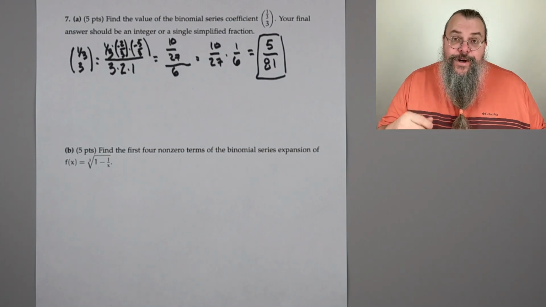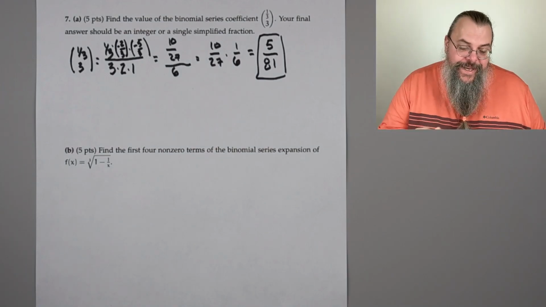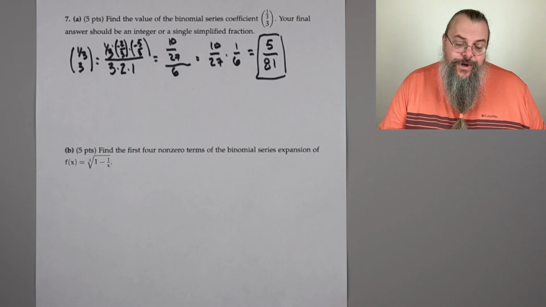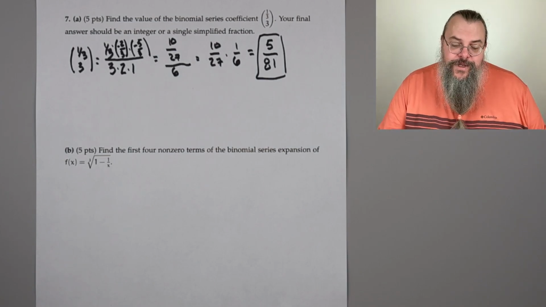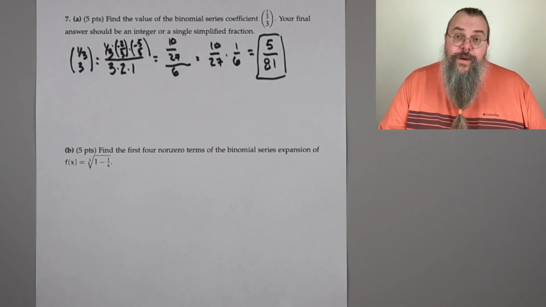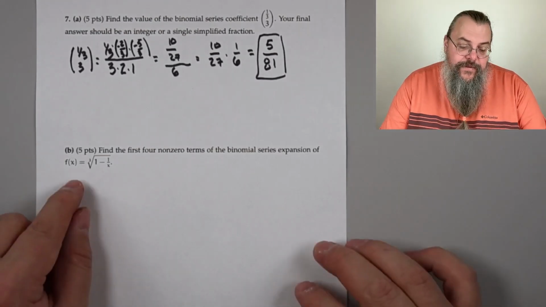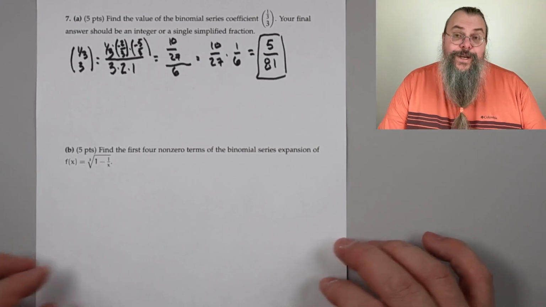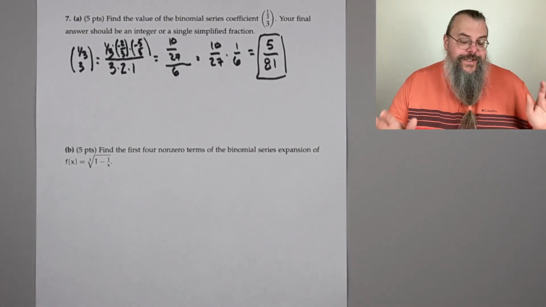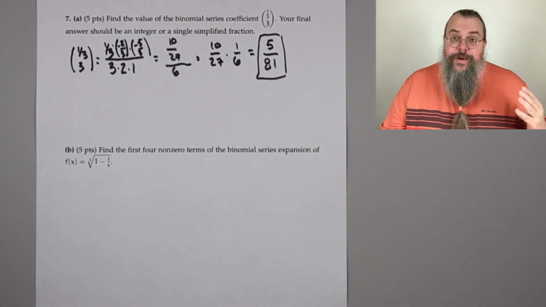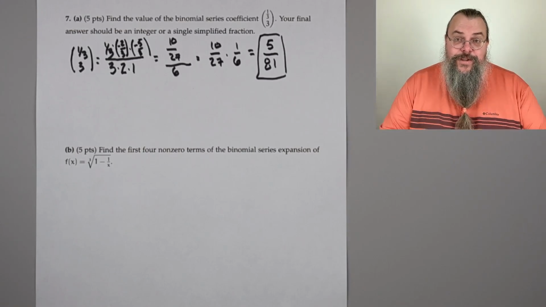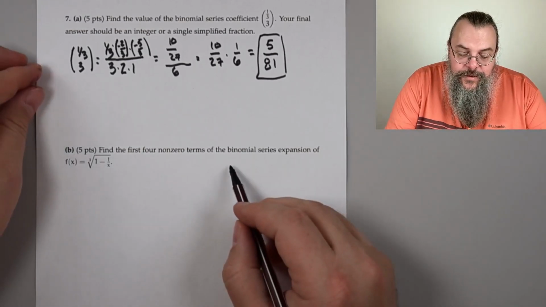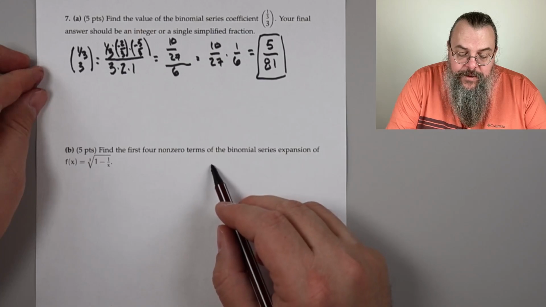Okay, part B. Find the first 4 non-zero terms of the binomial series expansion of f of x equals the cubed root of 1 minus 1 over x. Okay, so here we go. Let's remind ourselves what's the rule that's being tested here. So the rule that's being tested says the following.